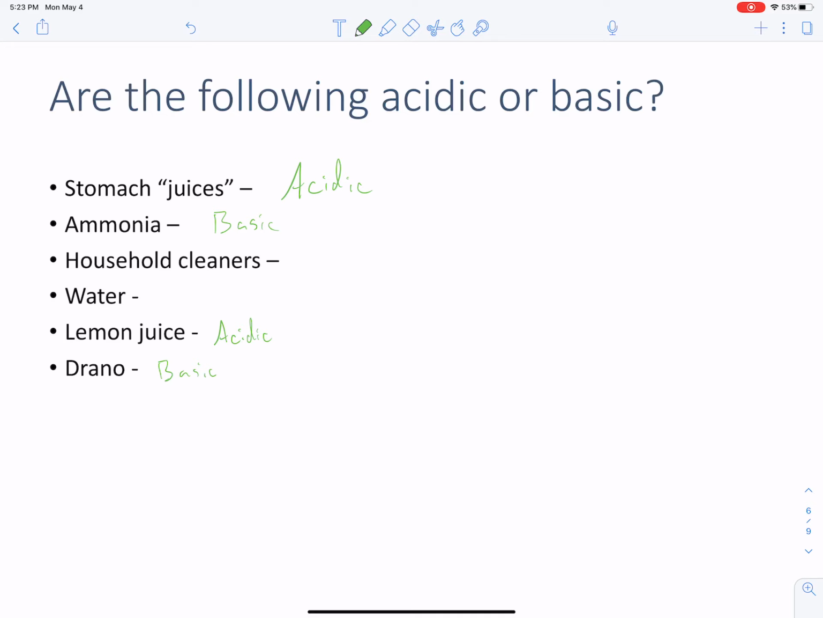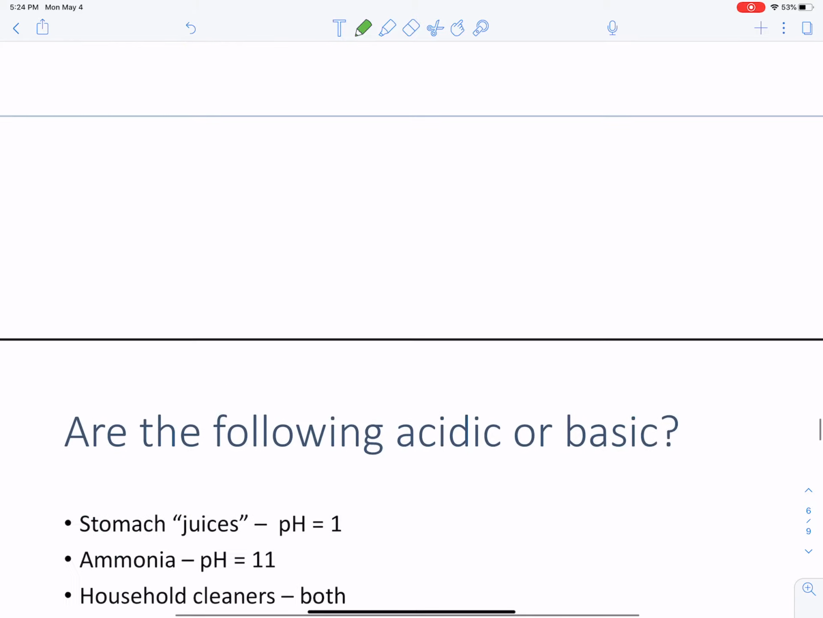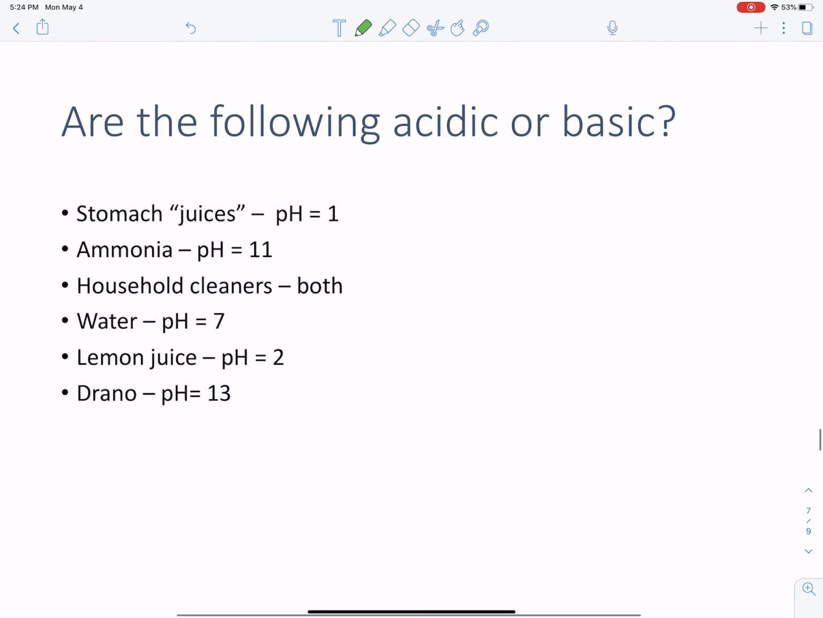So we got water, we got household cleaners. Well, Drano is a cleaner. Ammonia is a cleaner. So I guess maybe we'll call them basic. But what about vinegar? White vinegar is an excellent cleaner, so it can also be acidic. What about water? Pure water is absolutely and completely neutral. Look at that.